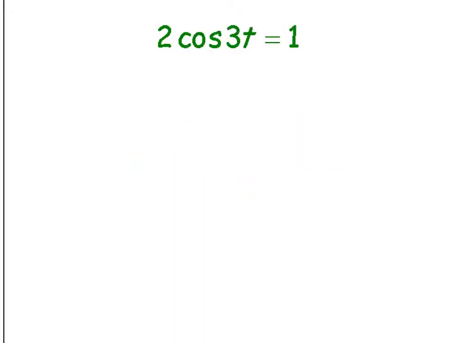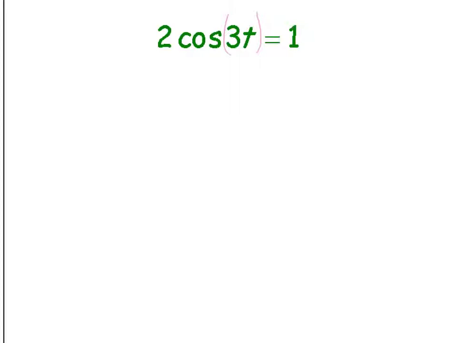The first one is 2 times the cosine of 3t equals 1. Just like before, we want to make sure that we're isolating this cosine 3t so that I can start to solve. Know that this is a little different in that I have this 3t in front. So what happens this time is that I actually end up solving for 3t instead of just t alone. Otherwise, things work the same.